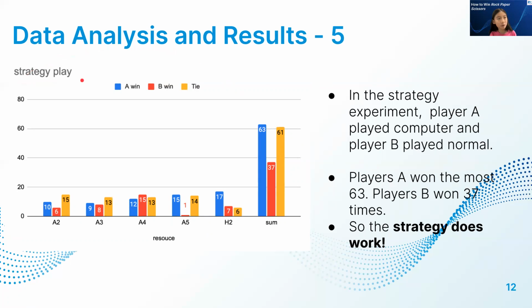This is the result for the strategy play experiment. In the strategy experiment, player A played computer and player B played normal. In the bar plot, it shows that player A won the most, 63 times, and player B won 37 times. They tied 61 times, which is surprisingly a lot. So the strategy does work.